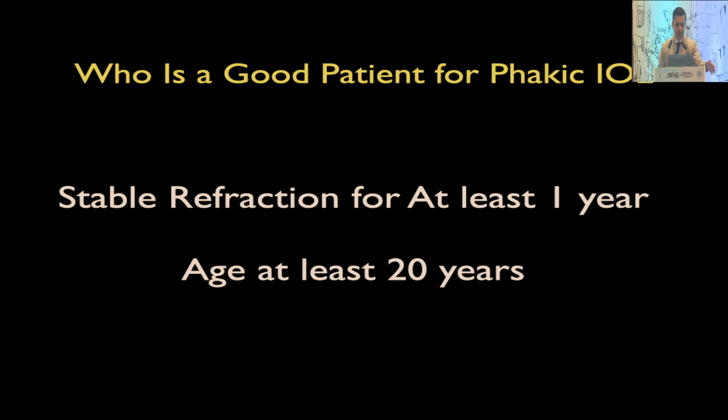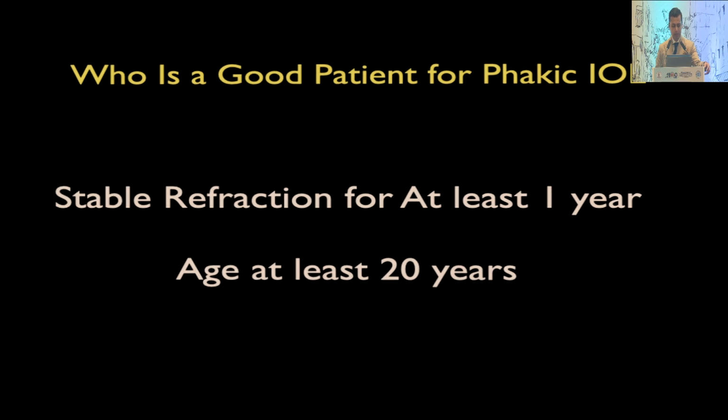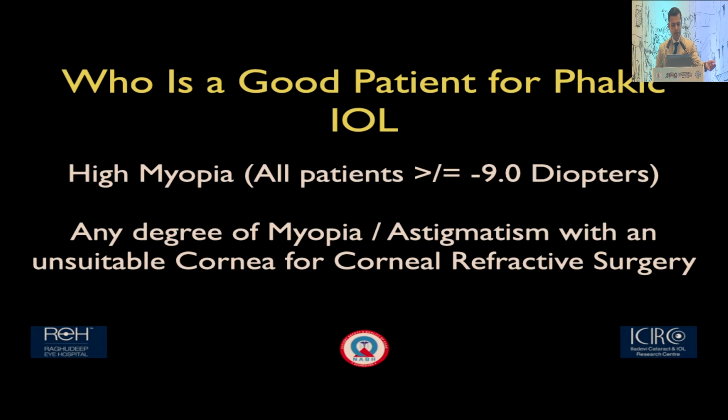So in my hands, I don't operate anyone less than 20 years, with at least 1 year of stable refraction. Again, patients with high myopia, it depends on whether I treat 9 diopters or more. Sometimes I even treat lower diopters if the K readings are flatter or the patient is not a 100% suitable candidate for a LASIK surgery.